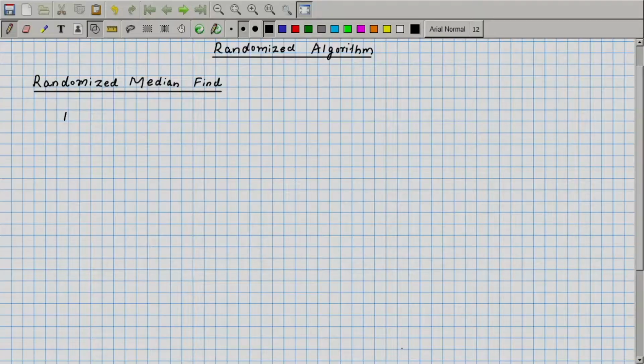So, in this problem the input is a set S of numbers which we call A1, A2, ..., An. We may assume that n is an odd number, so that the median is the (n plus 1) by 2th element, and the output will be the median of S.